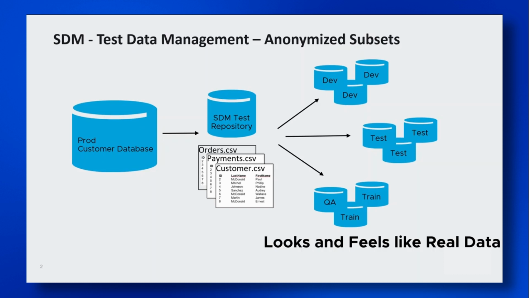and provide it to developers and testers. The key is that developers and testers will get a full referentially intact set of data. It'll be a smaller set of data than was in production, and the data will look and feel like real data. It will have real names, real addresses, real social things that look like real social security numbers, but they will not be the real information from production. It will be anonymized.